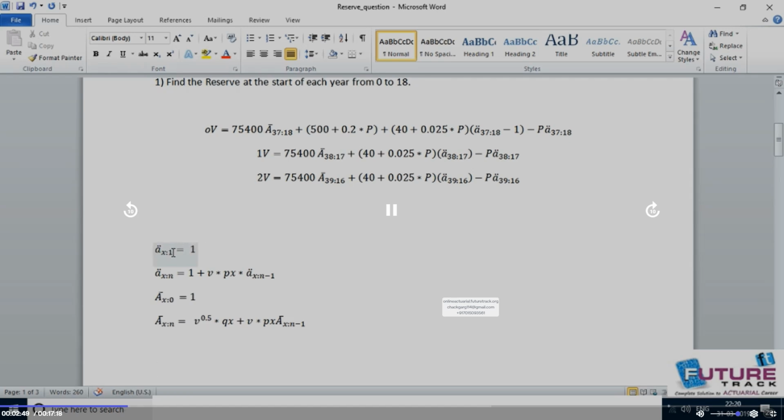First we find DX. What is DX? This is the age X. If we talk about A due X minus N, this is what? 1 plus 37 DPX, minus 38 A due and so on.